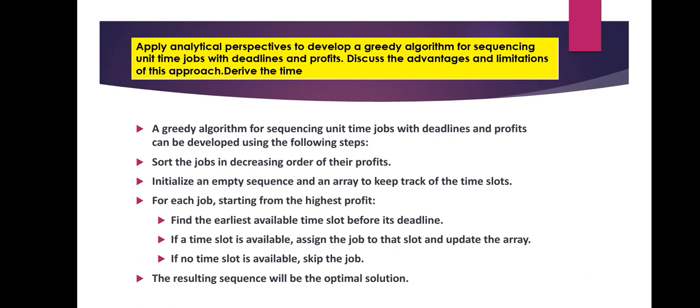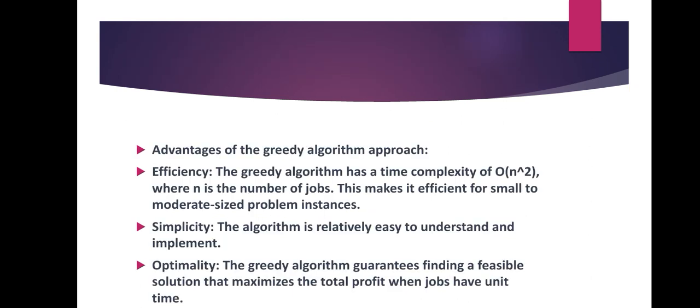The first step is sort the jobs in decreasing order of their profit. Second step is initialize an empty sequence and an array to keep track of the time slots. Third step is for each job starting from the highest profit, find the earliest available time slot before its deadline. If a time slot is available, assign the job to that slot and update the array. If no time slot is available, skip the job. The fourth step is the resulting sequence will be the optimal sequence.